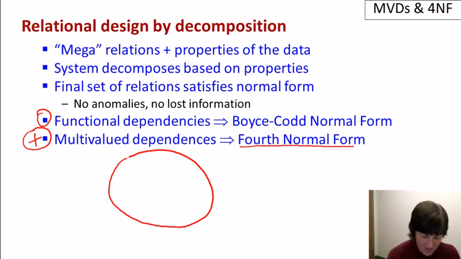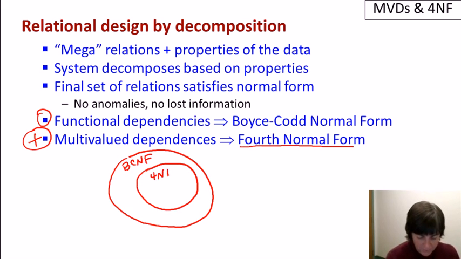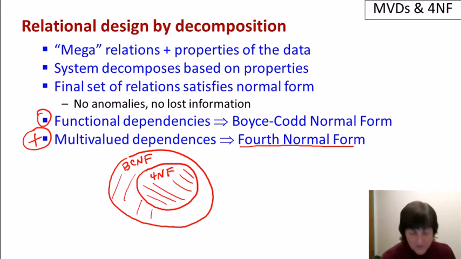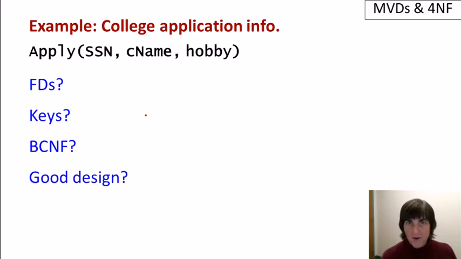So if we have here all of the relations that are in Boyce-Codd normal form, some subset of those are also in fourth normal form. When we have functional dependencies, we can guarantee Boyce-Codd normal form, and then when we add multivalued dependencies, that's what allows us to narrow down to the stronger property of fourth normal form. So let's start with an example.